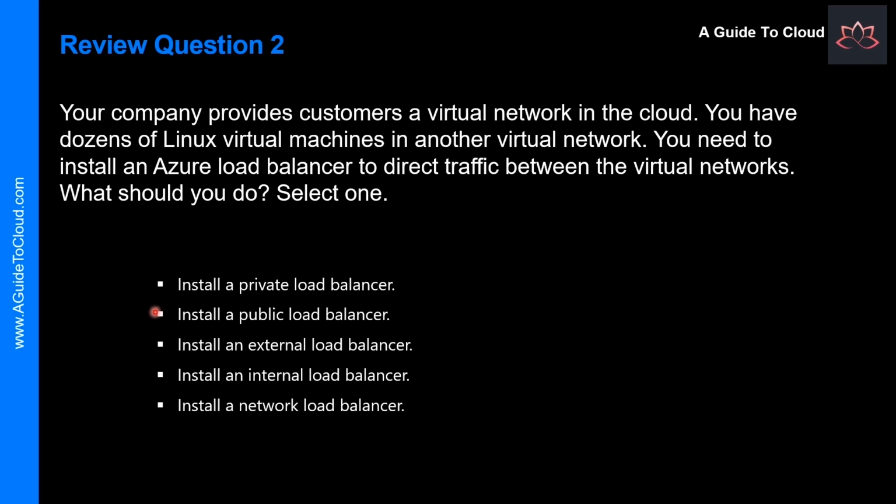So do you install the private load balancer? Definitely not. Is it the public load balancer? No. You need to route the traffic to an internal virtual network. So is it an external load balancer? Absolutely not. So the correct answer is install an internal load balancer. Azure has two types of load balancer, public and internal. An internal load balancer directs traffic only to resources that are inside a virtual network or that use a VPN to access Azure infrastructure.